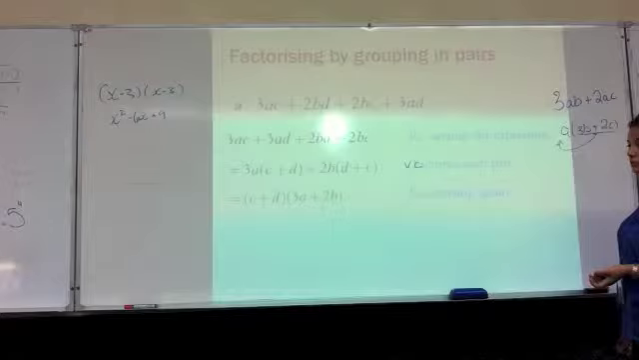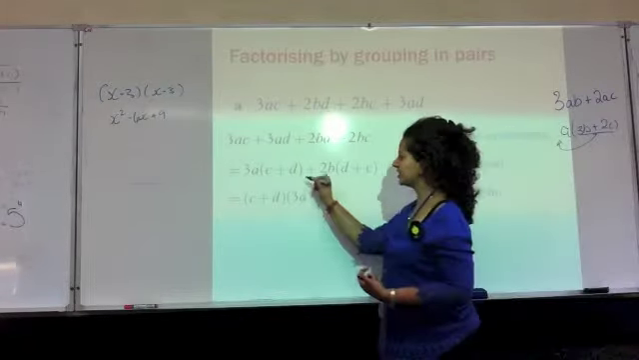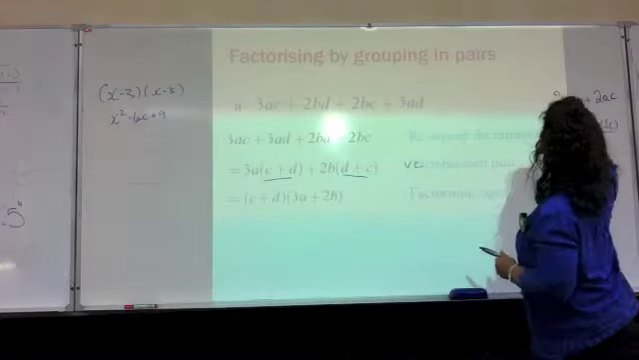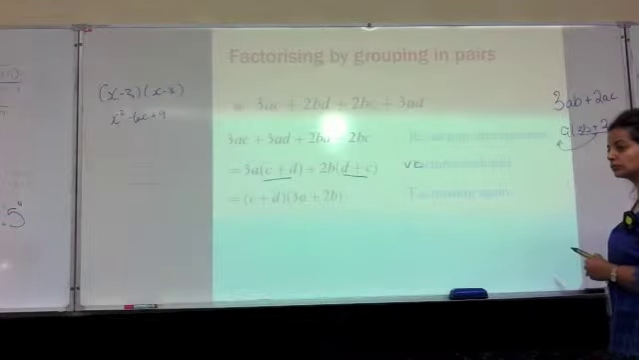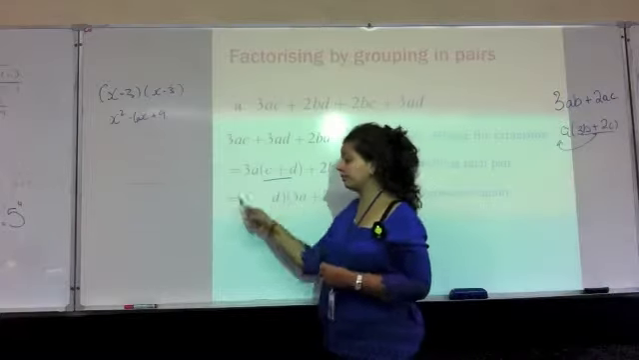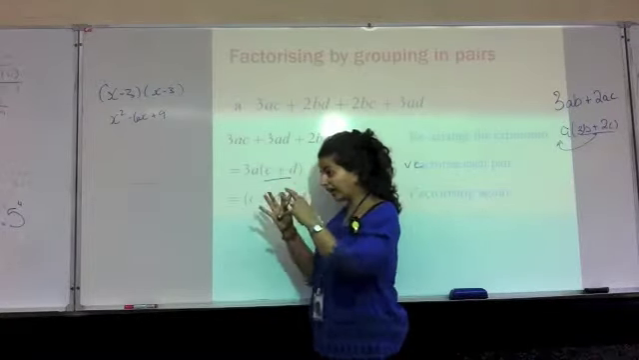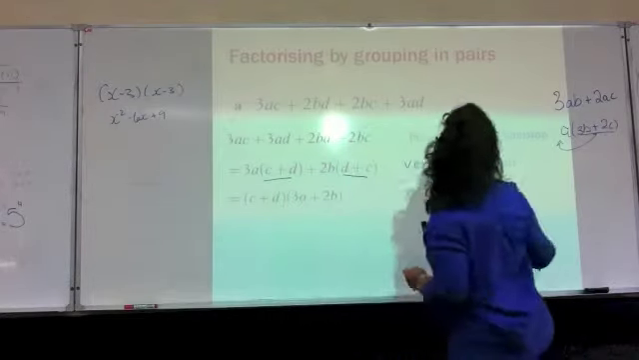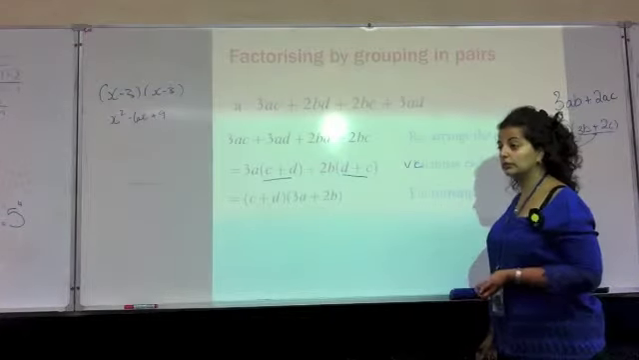Okay, why do we have brackets around c plus d? Because that's my common factor. This is the common factor. Just like here, the common factor was A, that goes in front of the bracket. So can I just put c, d, 3a plus 2b? No, because it's the whole thing. It's not just that, it's that whole thing. So always put your factor in a bracket. It's like saying that A could go in a bracket.